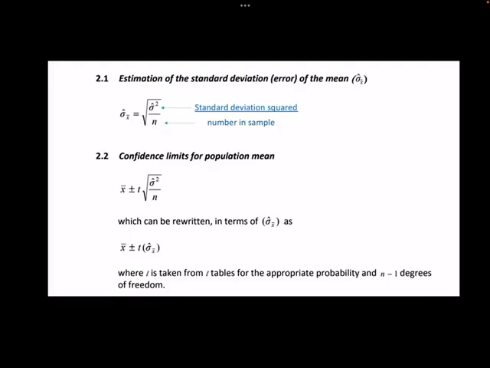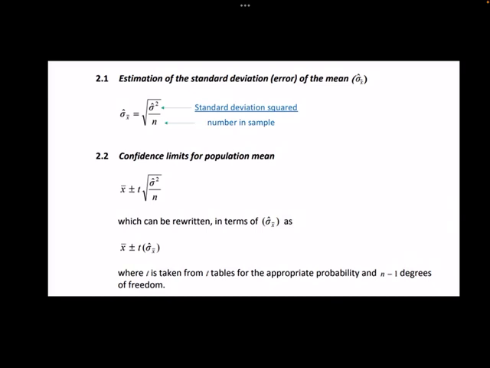So on your statistical sheet, this would be to do with standard deviation of the mean and your confidence limits and what you would be calculating out. The top one is how you can calculate out the standard deviation of the mean or standard error. As you can see there, it is standard deviation squared divided by the number of the sample, and then that answer is square rooted.